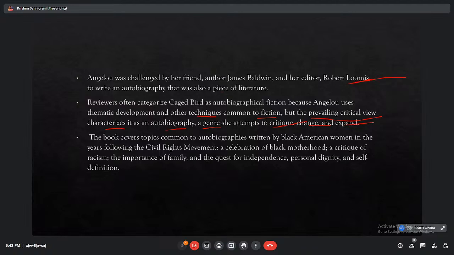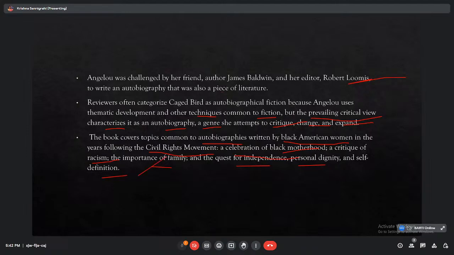The book covers topics common to autobiographies written by Black American women in the years following the civil rights movement. So, what does it do? It covers a celebration of Black motherhood, a critique of racism, the importance of family, and the quest for independence, personal dignity, and self definition.